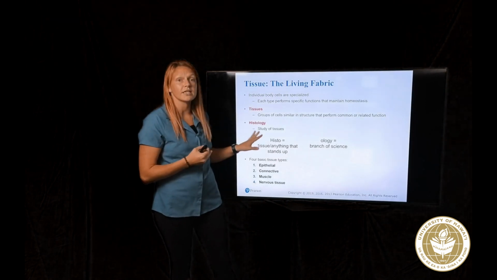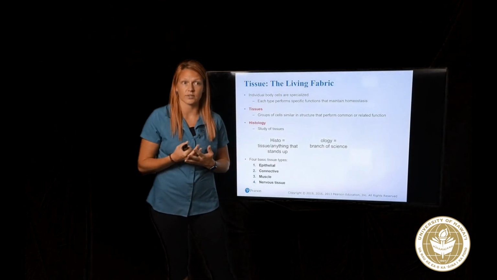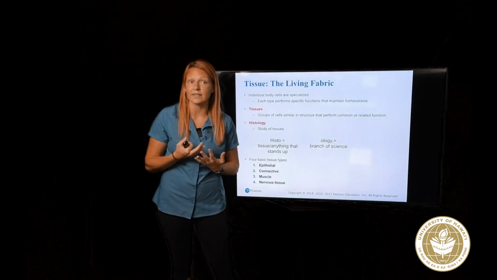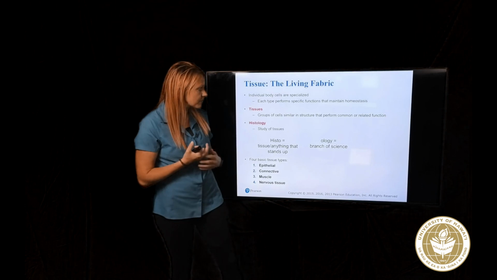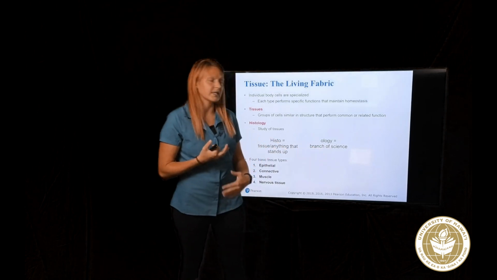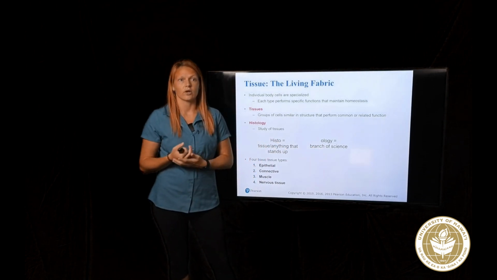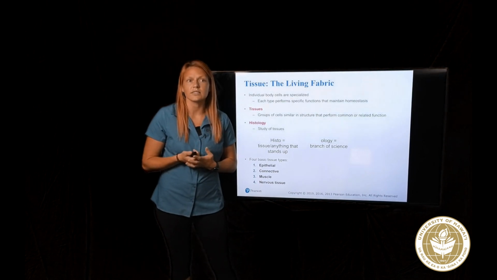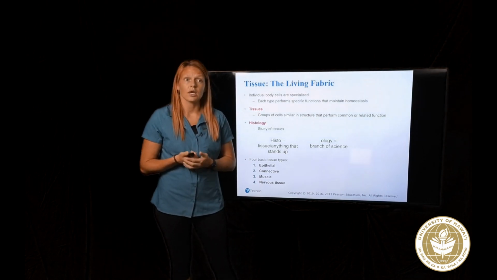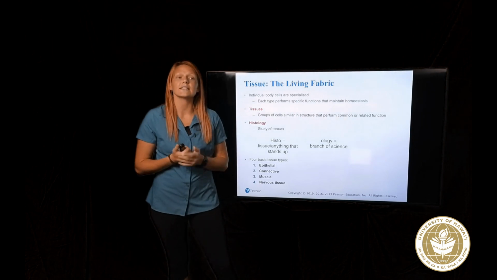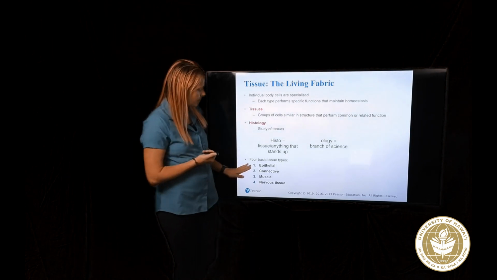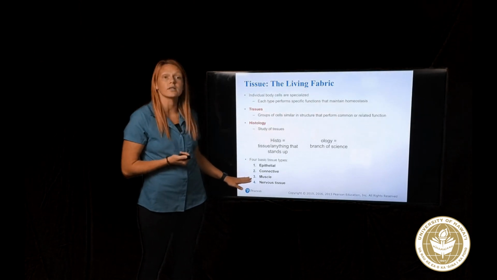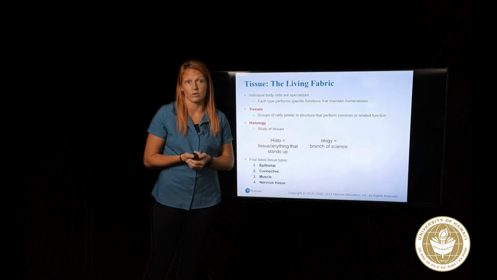Histology is going to be the study of tissues. So histo actually means tissue or anything that stands up, and anytime you see ology, that means a branch of science, right? So histology is going to be the study of tissues. We have 4 basic tissue types, and you can see them here. We have epithelial, connective, muscle, and nervous tissue.